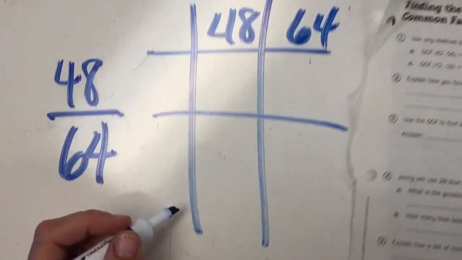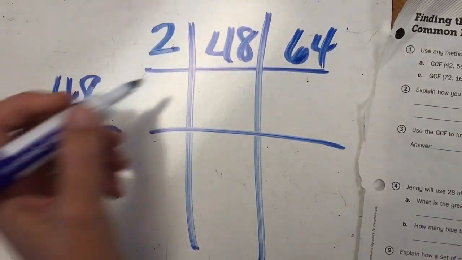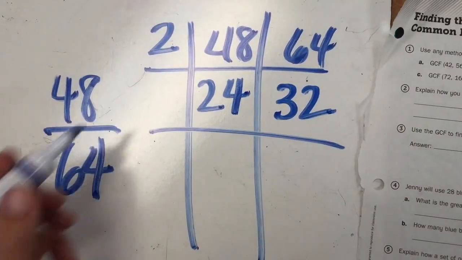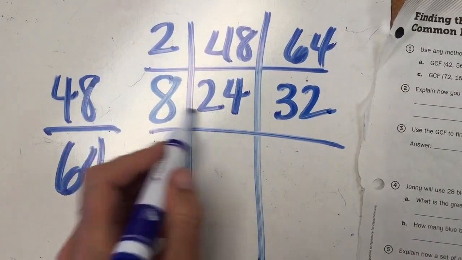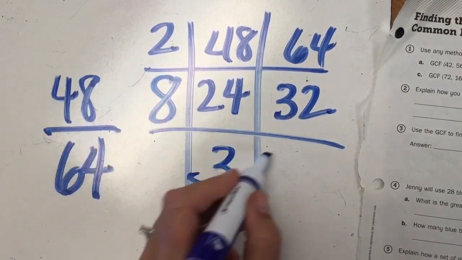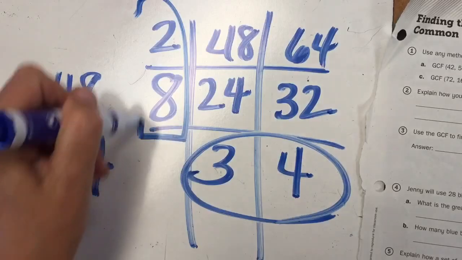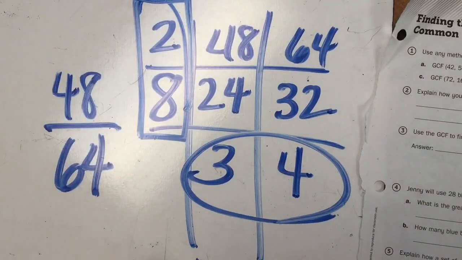So if we do, they're both divisible by 2, and we get 24 and 32. We think, they're both divisible by 8. 24 divided by 8 is 3. 32 divided by 8 is 4. Oh, we're at the same spot where we can stop. And now we multiply these together. 2 times 8 is 16.